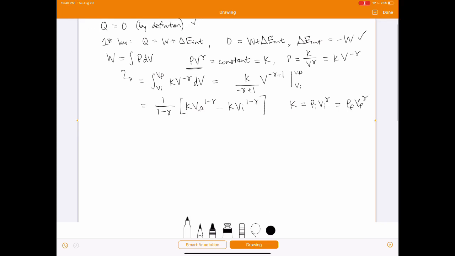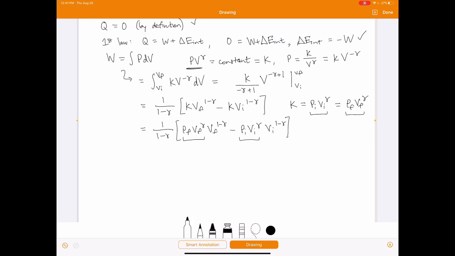Okay. So we're going to make that substitution for K. I have 1 divided by 1 minus gamma. So the first time I see the constant K, I'm going to sub in this. So P final, V final to the gamma, multiplied by V final to the 1 minus gamma. So in other words, I plugged in K right there. Okay, for the other one, I'm going to plug in this for K. That's the initial values. So I have P initial, V initial to the gamma. That's where K goes. And then I have V initial, 1 minus gamma.